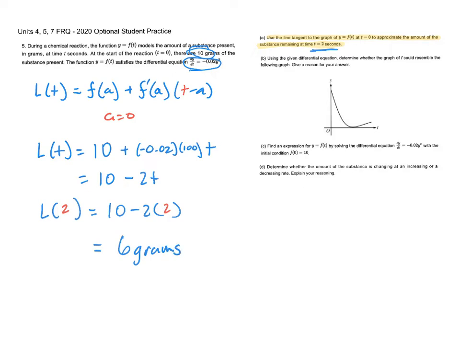So there's approximately 6 grams of substance at time t equals 2 seconds, based on a tangent line approximation, which we've been calling a linearization. Okay, just double checking to make sure I didn't screw anything up on this one. It looks good. So let's move on to the next slide and we'll attack letter B.